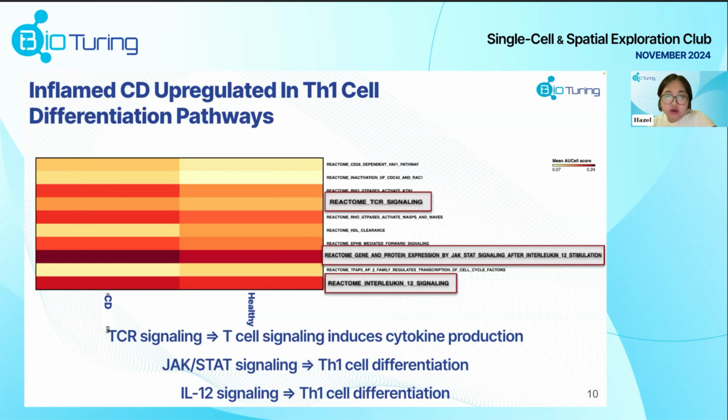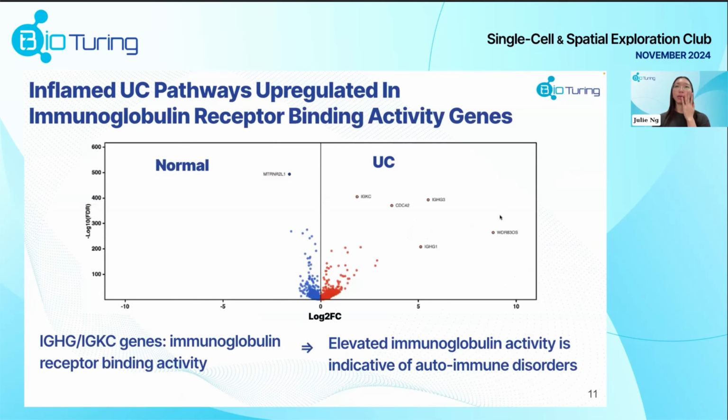Okay, great. Now Crohn's disease, how about ulcerative colitis? Okay. So in ulcerative colitis, again, I compared ulcerative colitis to normal, and I found that the upregulated genes are the IgHG and the IgKC genes, and these genes are involved in immunoglobulin receptor binding activity.